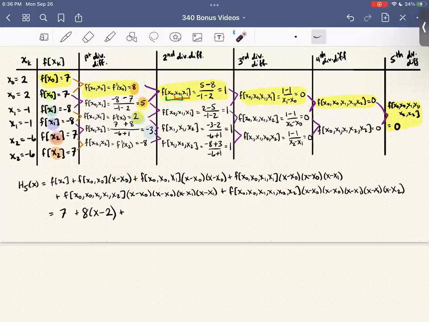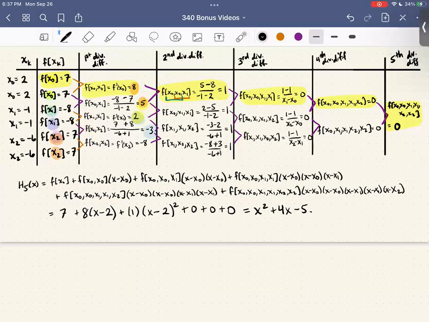Plus, this term here is 1 times (x minus x sub 0). I'll just say this is (x minus x0) squared, really, that's what it is. Oh, and I should replace x sub 0 with 2. All right, and then this term is 0, and so is this coefficient and this coefficient. So really, plus 0, plus 0, plus 0. Okay. And if you expand all of this out, you'll end up with x squared plus 4x minus 5.